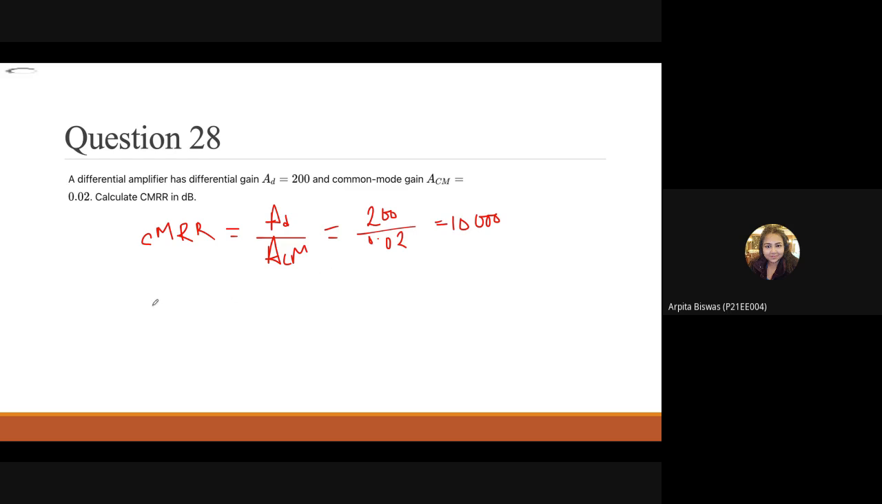Now CMRR in dB. This is only the short MCQ type of question. I hope all of you can solve. If you've gone through the lecture, then it is easy to solve this type of question. In the next class, I will put more numericals. And not only one student, I think all of you are going to answer.